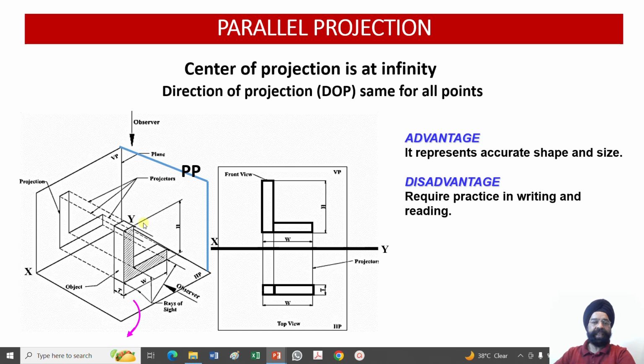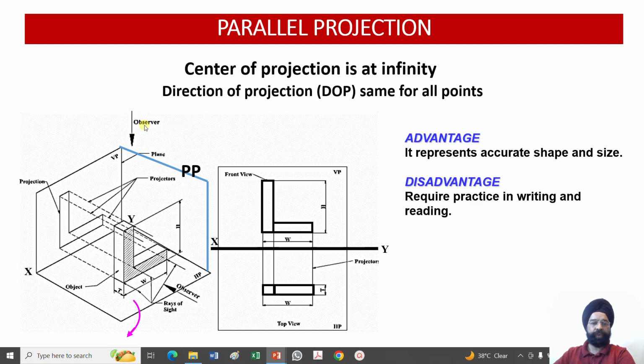So here you can check that the size of this object and the size of this image are both the same. So there is no effect of any convergence whatsoever on the view or the image of the object onto any given reference plane. If you are looking from the front, this is the L shape which we are able to obtain. You can see this is the L shape we have obtained as a front view.